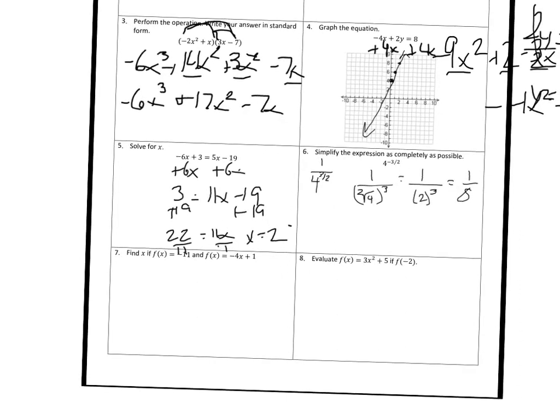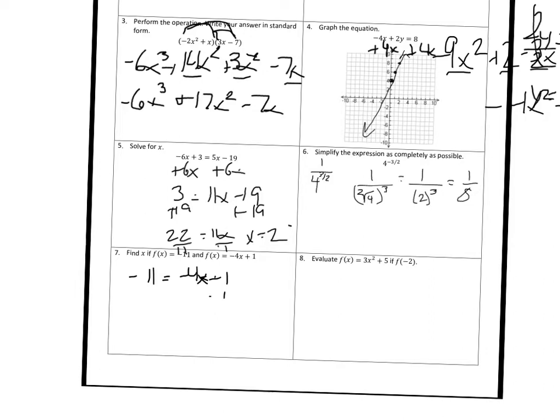Okay, let's go to number 7. Find x if f of x equals negative 11 and f of x equals this. Well, they both equal f of x, so let's just substitute in for each other. So I'm going to set negative 11 equal to negative 4x plus 1 because I'm just going to substitute it in for f of x. Now I just need to solve for x.